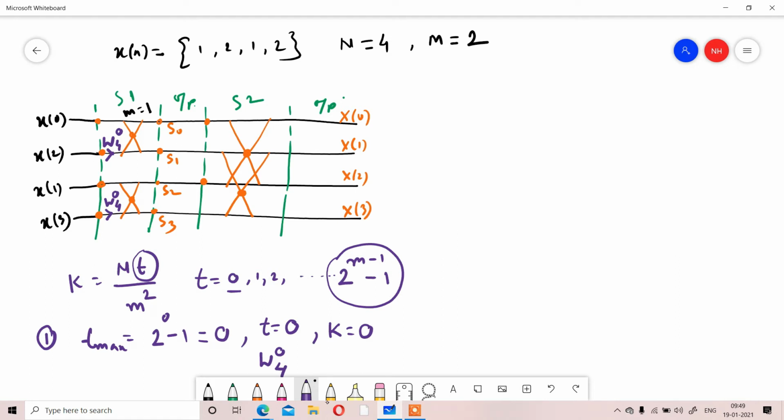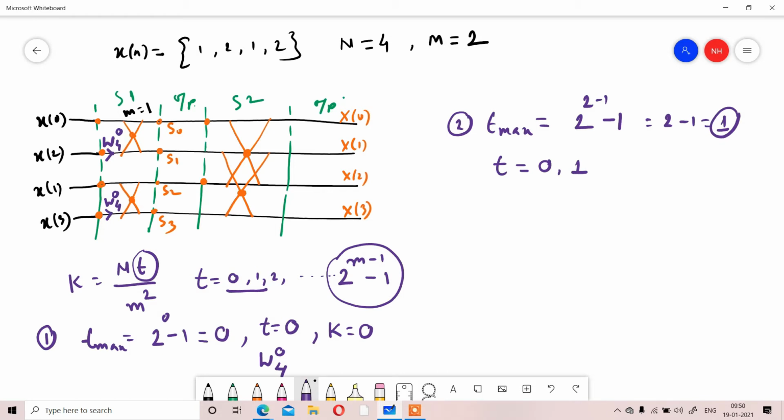For second stage, for stage 2, what is the value of t max? 2 to the power m minus 1. So 2 to the power 2 minus 1 minus 1. So 2 minus 1, that will be 1. So t max will be 1. That means starting point of t is 0 and it will go up to 1. So the t values that we need to consider are 0 and 1.